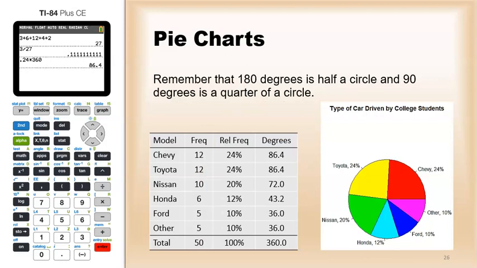All right, and keep in mind some other conversions. Half of a circle is 180 degrees, and 90 degrees is a quarter of a circle. So this one, Toyota, is about 24%. That's about 1/4 of a circle, or 86.4 degrees is about 90. Toyota and Chevy combined make up about 180 degrees, because they're just a little bit less than 50%.